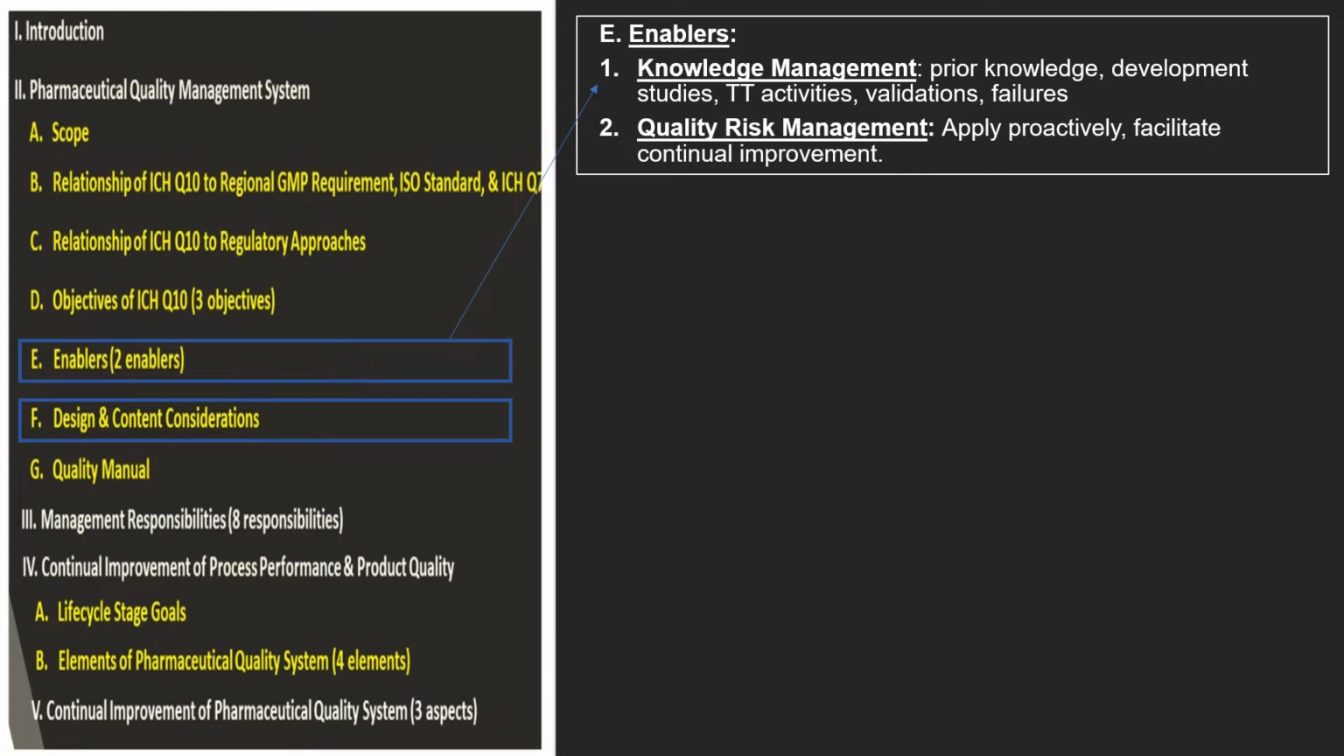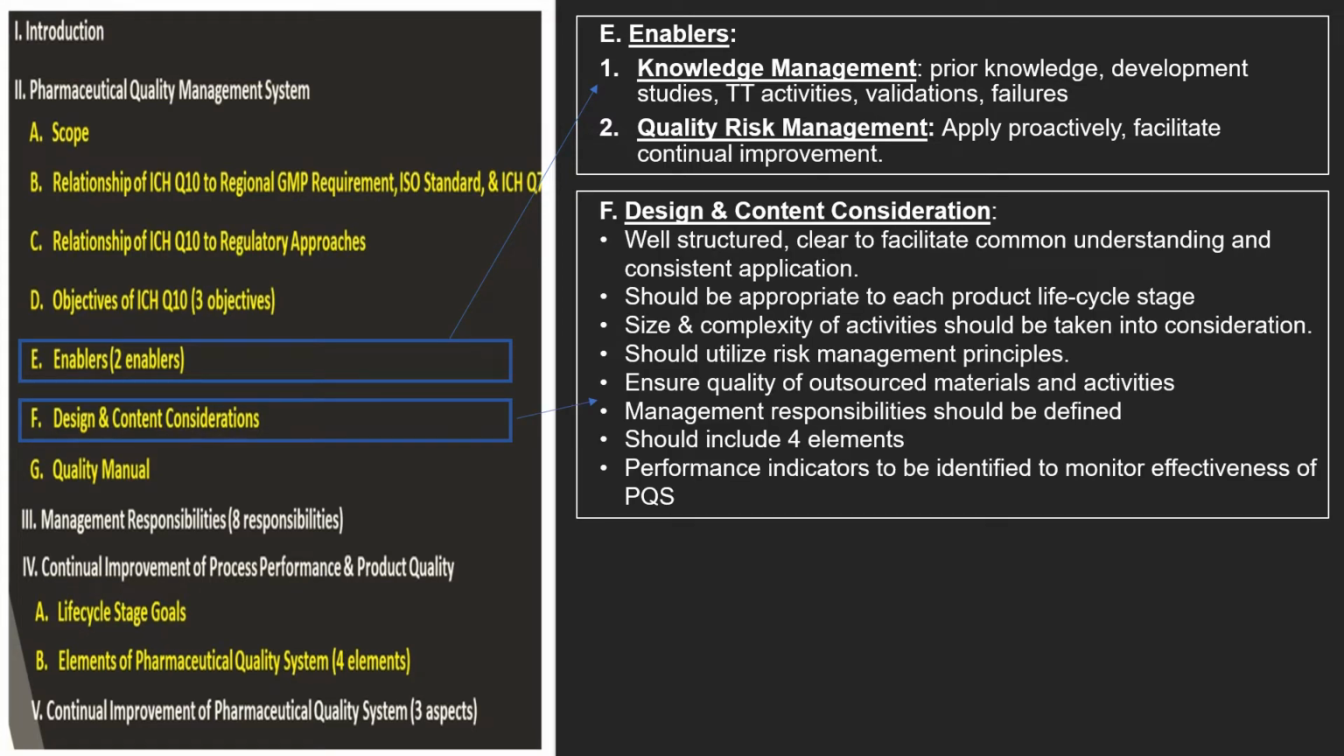Moving to the next part, that is design and content consideration. When we design an efficient pharmaceutical quality system, it is expected that it should be well structured. It should be clear to understand, to facilitate a common understanding and consistent application across the organization. It should be appropriate for each product life cycle stage. The size and complexity of the activities being carried out in the manufacturing organization should be taken into consideration while designing the system.